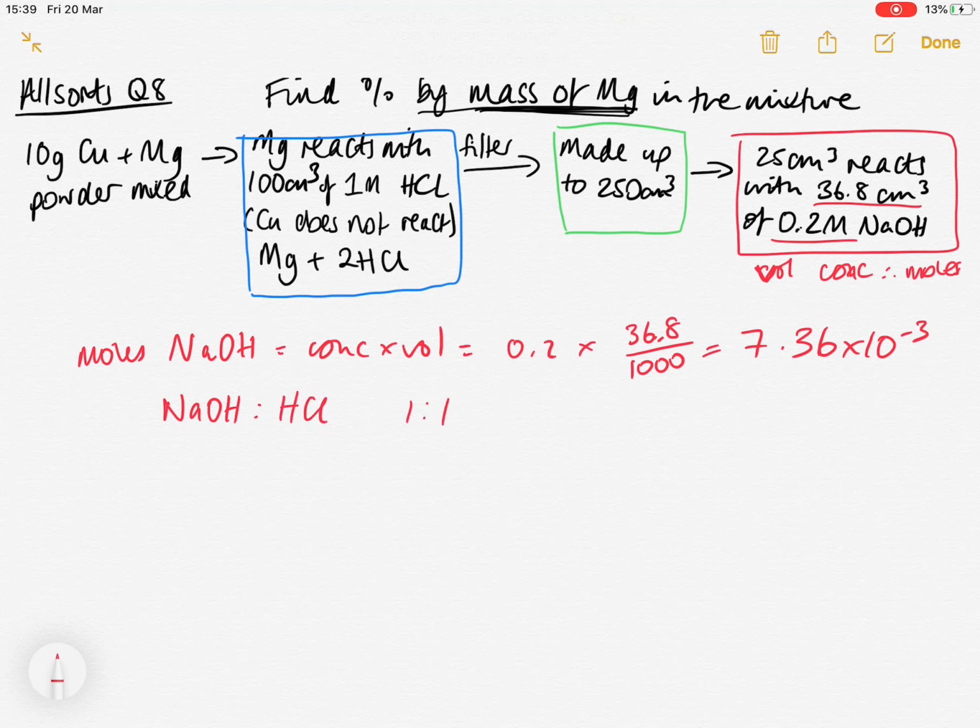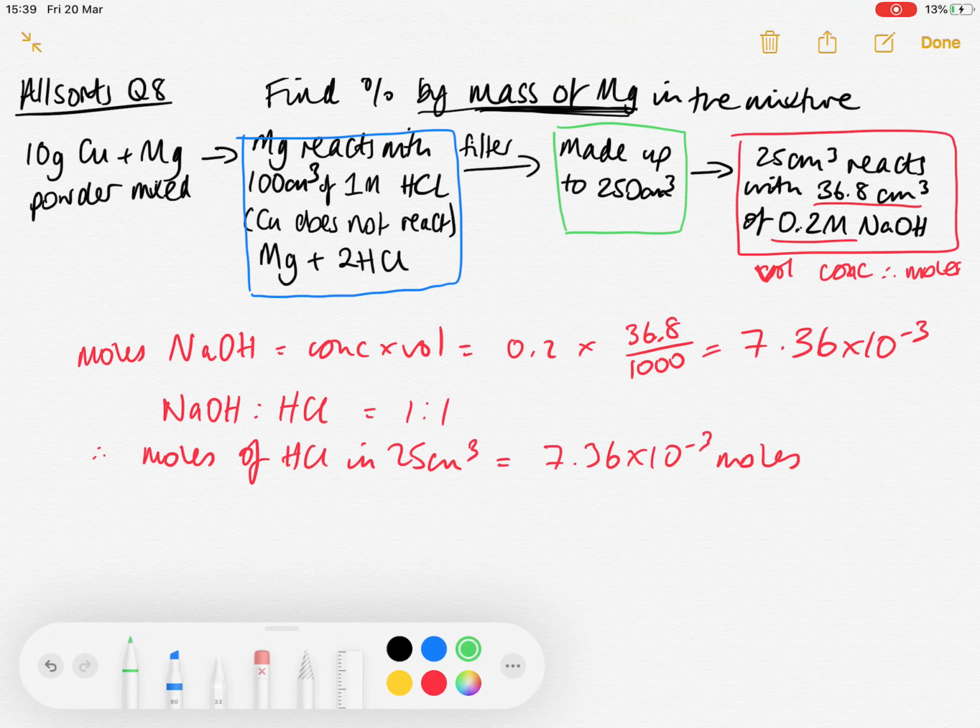Now, this is one of the ratios that you need to know, that sodium hydroxide and hydrochloric acid react in a 1-to-1 ratio, and that's every time. Therefore, the moles of HCl in the 25 centimetres cubed is going to be 7.36 times 10 to the minus 3 moles as well. And that is the red box. That's all the information we can get from that, nothing else we can do. And we move on to the green.